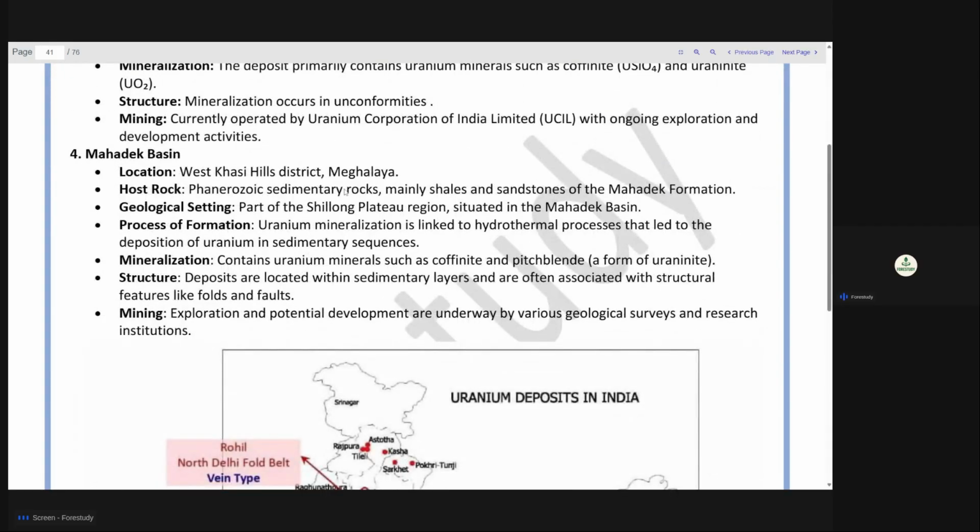Then Mahadek Formation in Meghalaya, West Khasi Hills District. Phanerozoic sedimentary rocks, mainly shales and sandstones of the Mahadek Formation, part of the Shillong Plateau region, situated in the Mahadek Basin. Uranium mineralization is linked to a hydrothermal process that led to the deposition of uranium in sedimentary sequences, containing uranium minerals such as coffinite and pitchblende. Deposits are located within sedimentary layers and often associated with structural features like folds and faults. Folds are very common in the Assam basin, so we get folds and faults also.